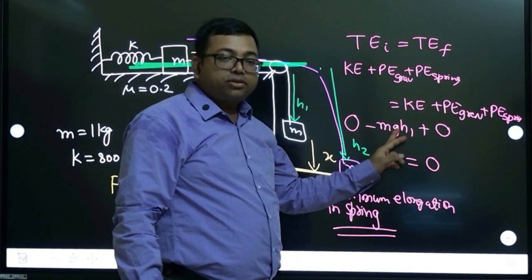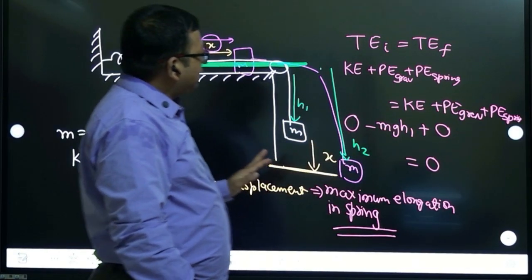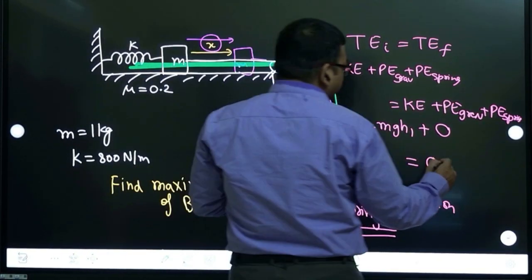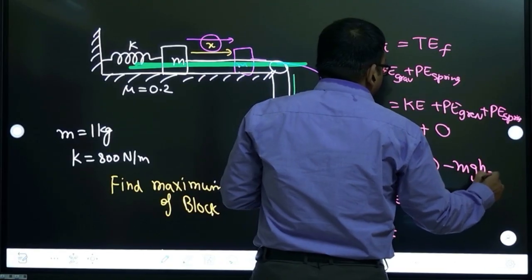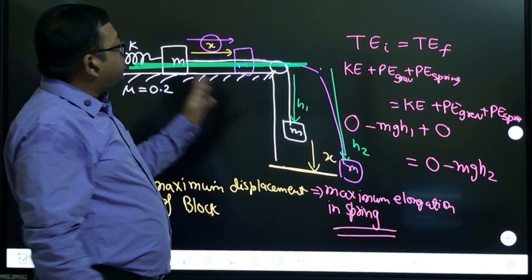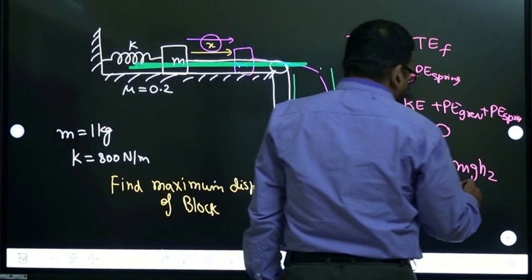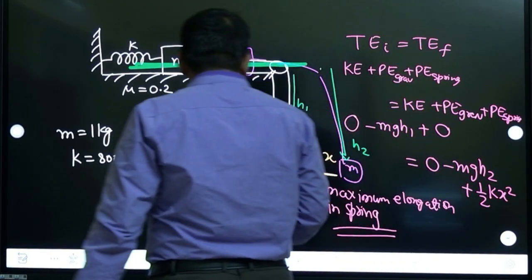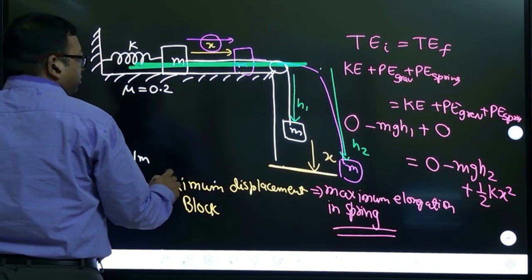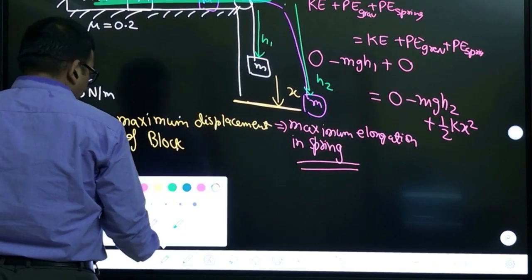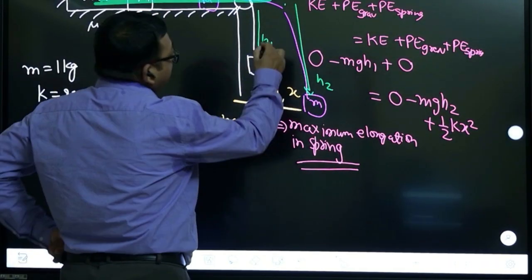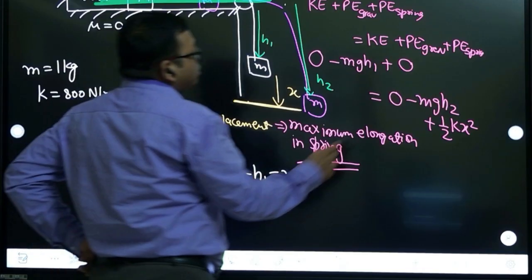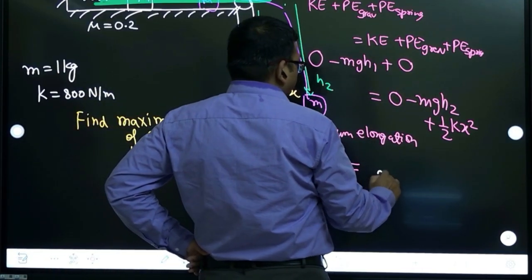Finally, kinetic energy is also 0. Gravitational potential energy: again this one is at the reference level, but this energy will be minus mgh2. But now the spring also has energy, which is half kx square. Now let us try to solve this. x we have to solve. How to solve? And note here that h2 minus h1 is equal to x. So from here I will bring this side.